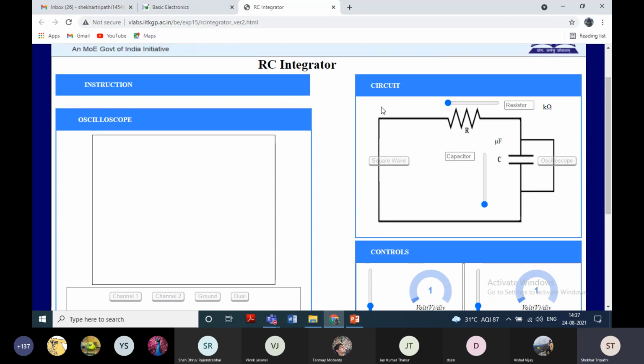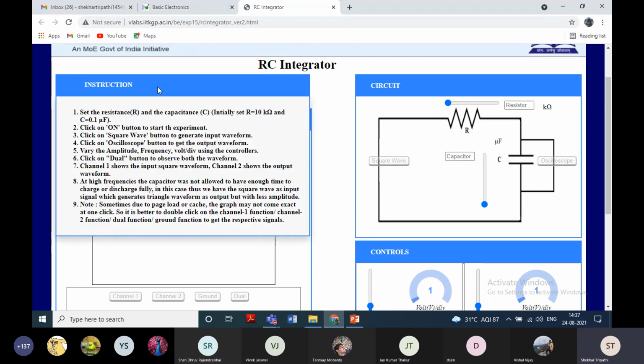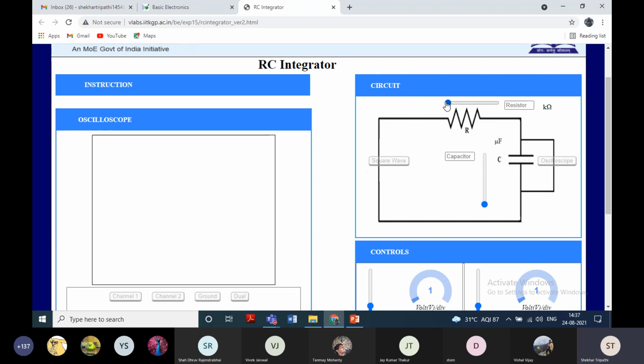Now to undertake the experiment for RC integrator, you can follow the instruction set which is given here. So first we will set the resistance to, say, 10 kilo ohm and the capacitance to 0.1.